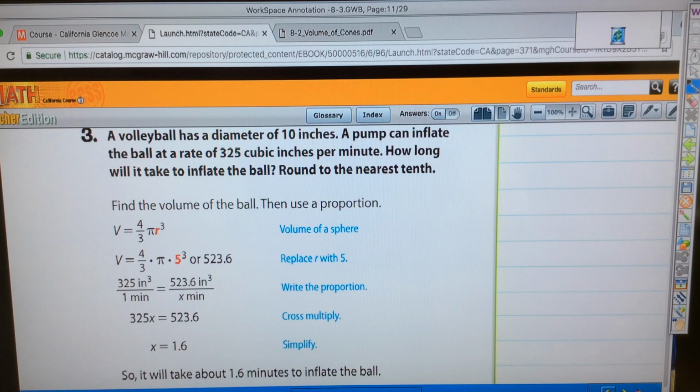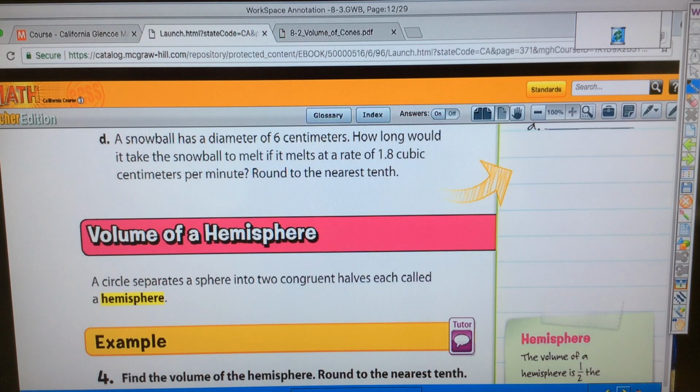Okay, so I'll walk you through the homework problem that you're going to see. Here's a second vocab word, and it is hemisphere. A circle separates a sphere into two congruent halves, each called a hemisphere. So basically, it's half of a sphere.